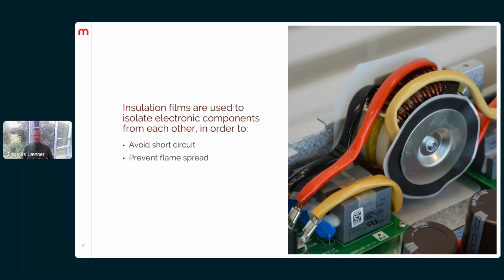And to prevent failure like this, we look at isolating electronic components and materials from each other. As shown in the picture here, you can see that the electronic components are isolated by the insulation material against the external outside metallic housing. This is the primary function of insulation films. And to put it simply, by isolating electronics, we avoid short circuits and the potential risk of flame spreading.